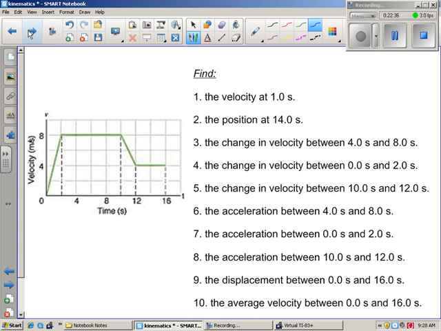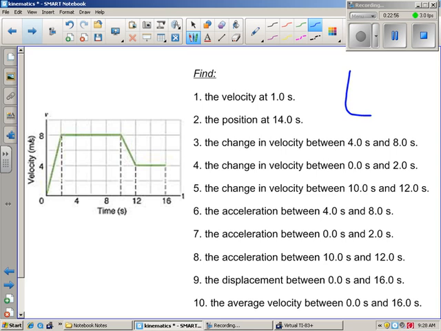Connor? Up and over. On a position time graph, we could find the slope, or we could use v is equal to delta d over delta t, right? Both ways worked. This is not a position time graph. This is a velocity time graph. If we want to find the velocity at a certain moment in time, all we have to do is the same thing as we did for position on a position time graph.